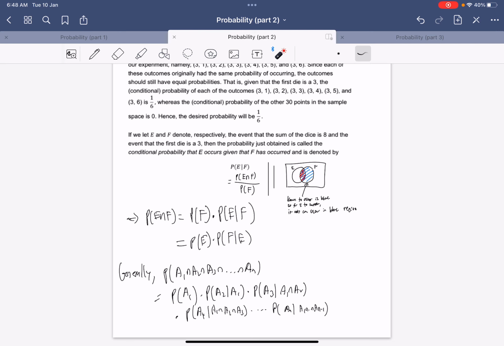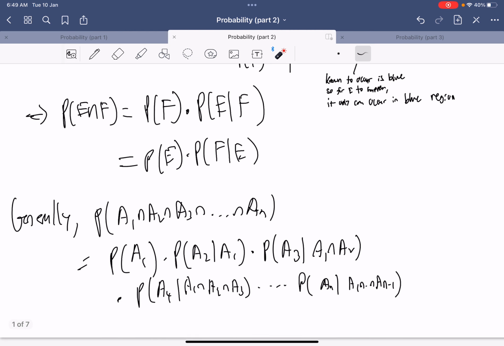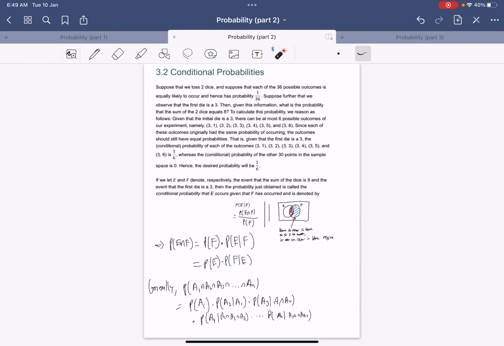And if you manipulate it, you can cross multiply, and you see that the probability of an intersection is the probability of F multiplied by the probability of E given F. And you can actually flip this around and say that the probability of E times the probability of F given E is the probability of E intersect F as well. And so what we want to think about conditional probability is that given information, how does it affect the future events that are going to occur?